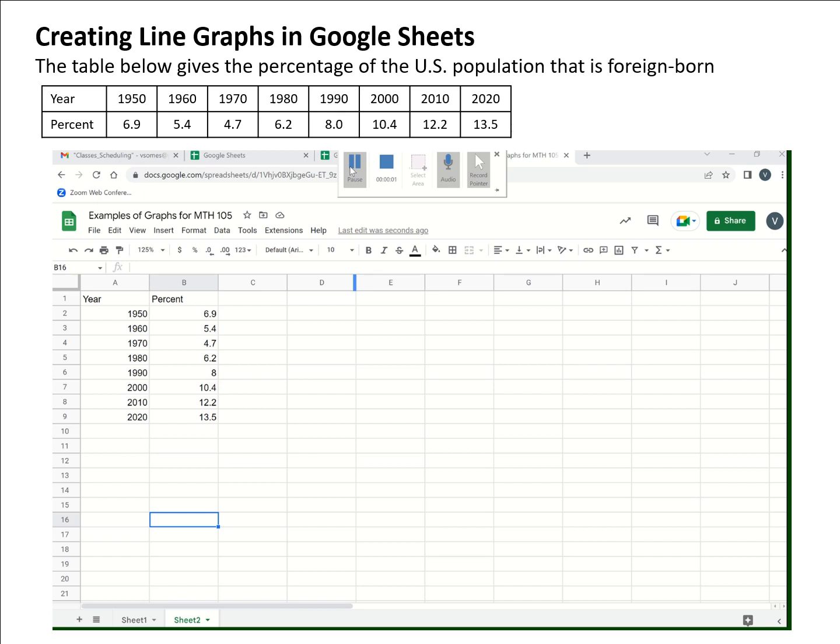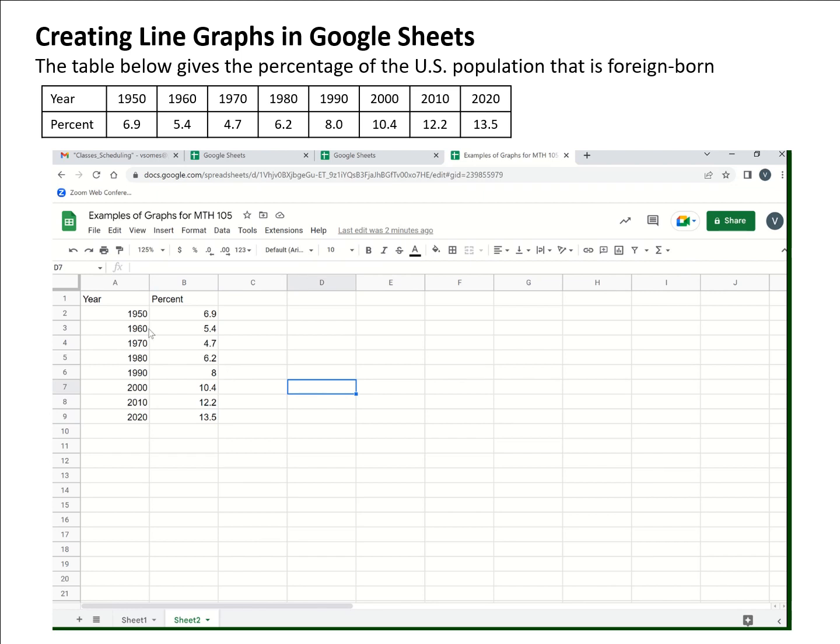Now let's look at how we can use Google Sheets to create a line graph for paired data. Here we have a table of data that represents the percentage of the U.S. population that is foreign-born over the last 50 years. And this is census data. So in 1950, 6.9% of the population in the U.S. was foreign-born. In 2020, 13.5% of the population was foreign-born.